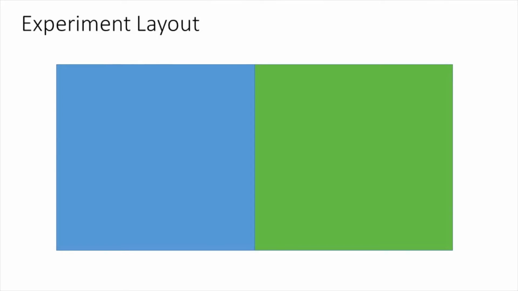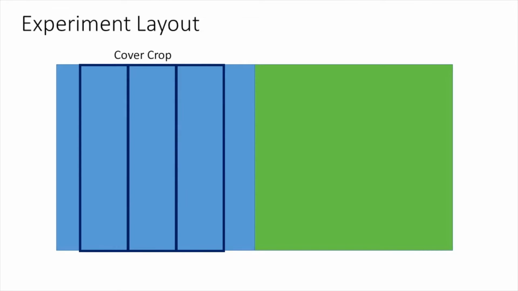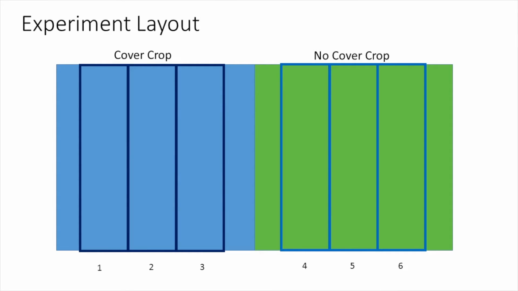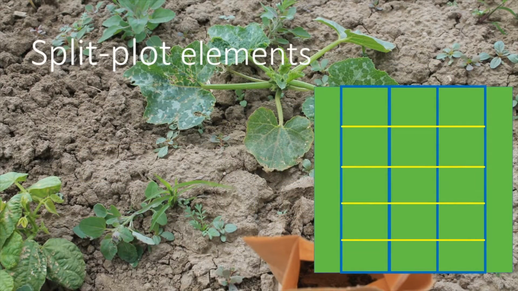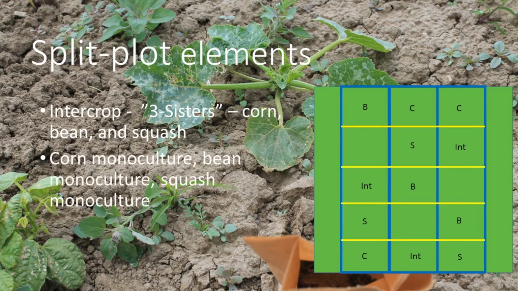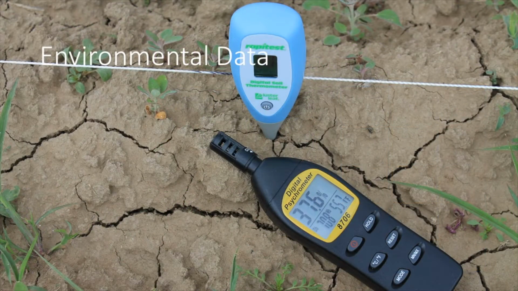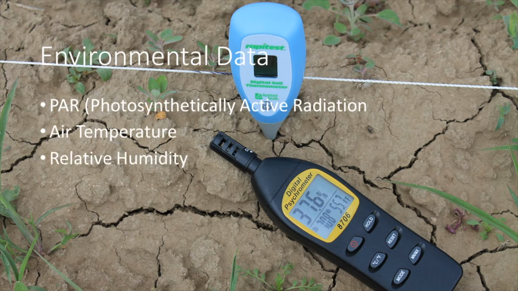The main plot examined winter cover and was divided into cover crop in blocks 1 through 3 and fallow bare soil in blocks 4 through 6. The split plot examined crop diversity divided into 5 treatments: a corn, bean, and squash intercrop, corn, bean, and squash monocultures, and a fallow plot in each block. Our group examined the crop environment in each treatment, collecting data on PAR, air temperature, relative humidity, soil temperature, and soil moisture.